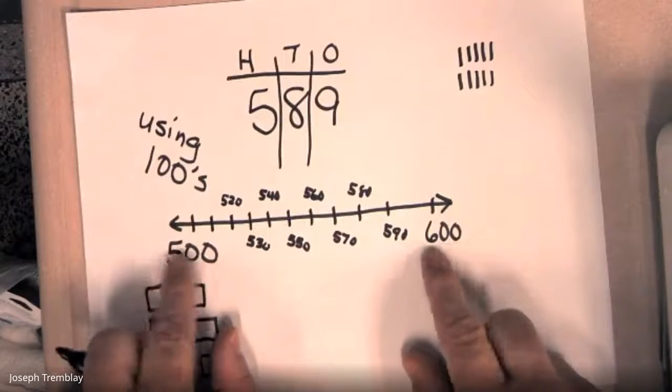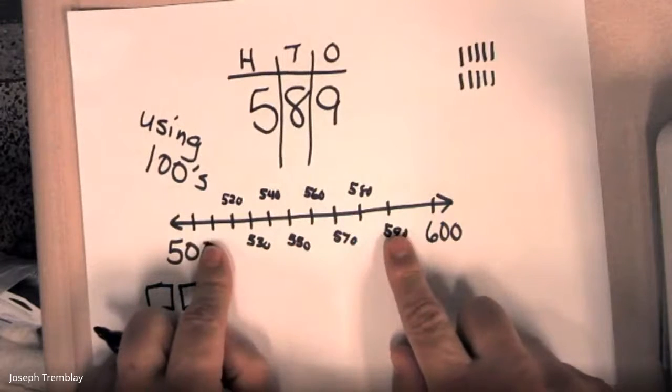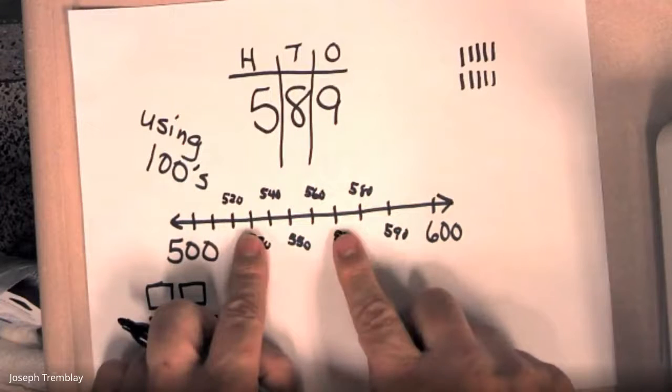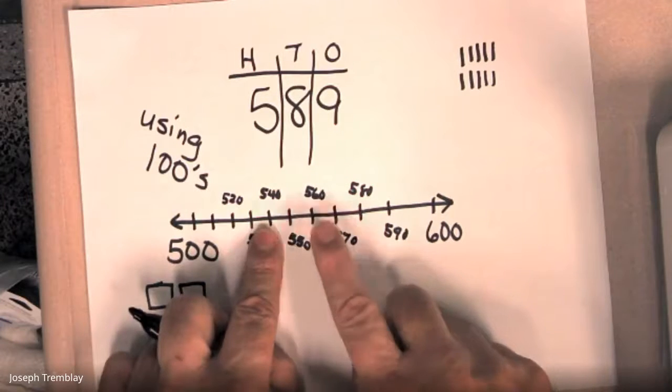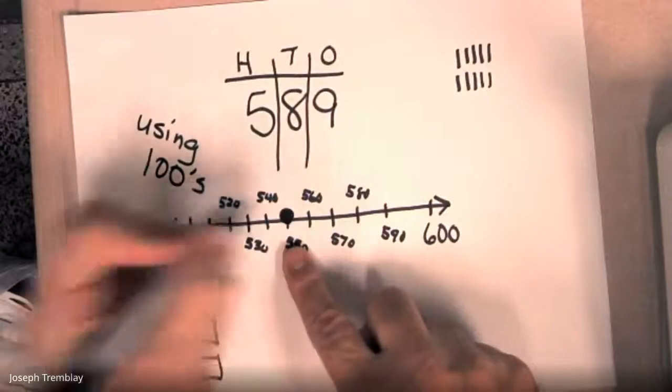I'm starting at my zeros, at my 2 benchmarks, and I go back 1, I go back 2, I go back 3, I go back 4, I go back 5, and I land on this one right here. And I'm going to put a dot there.